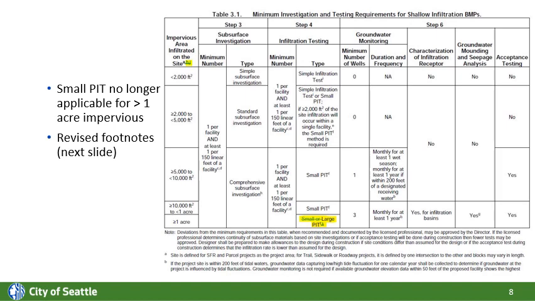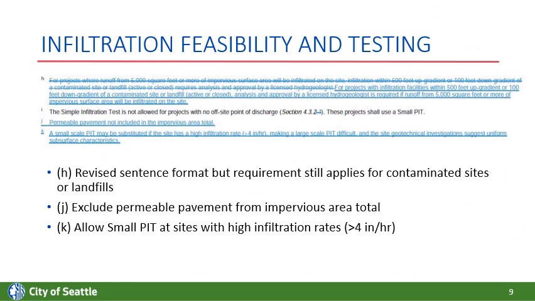So the only difference for the 2021 code, as you can see here, is that if you're infiltrating more than an acre of impervious surface for the site, you have to conduct a large pilot infiltration test. The small pilot infiltration test is no longer permitted. So here's just to highlight a few other changes for the 2021 manual.